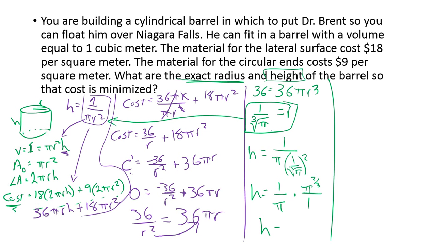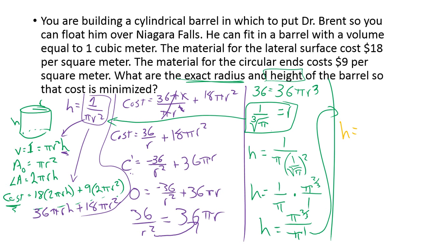So we end up having h is equal to pi to the 2/3 all over pi to the first. Reduce this, and we get our answer of h is equal to 1 over the cube root of pi. Or when we reduce this, we had 1 over x to the 1/3, which is the cube root. And these are both in meters.